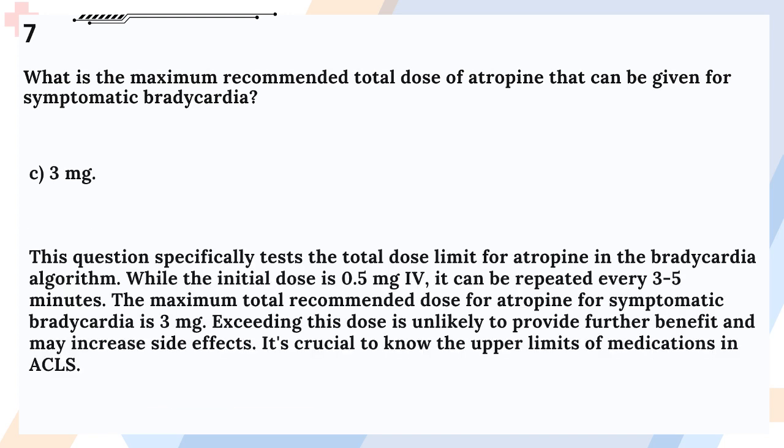Answer: C. 3 mg. This question specifically tests the total dose limit for atropine in the bradycardia algorithm. While the initial dose is 0.5 mg IV, it can be repeated every 3 to 5 minutes. The maximum total recommended dose for atropine for symptomatic bradycardia is 3 mg. Exceeding this dose is unlikely to provide further benefit and may increase side effects. It's crucial to know the upper limits of medications in ACLS.